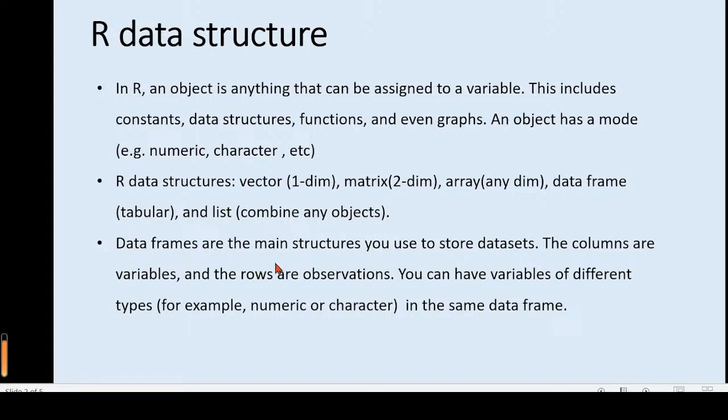Now, data frames are the main structures you use to store datasets, and the columns are variables and rows are observations. You can have variables of different types, for example, numeric and character in the same data frame.